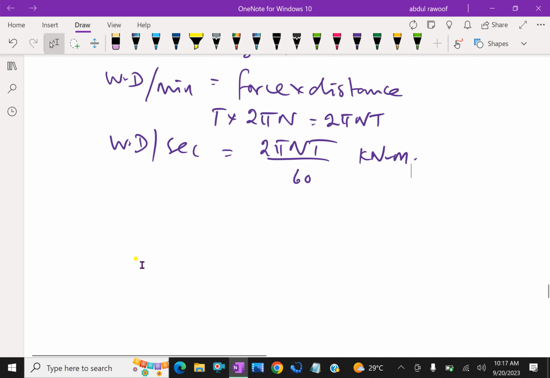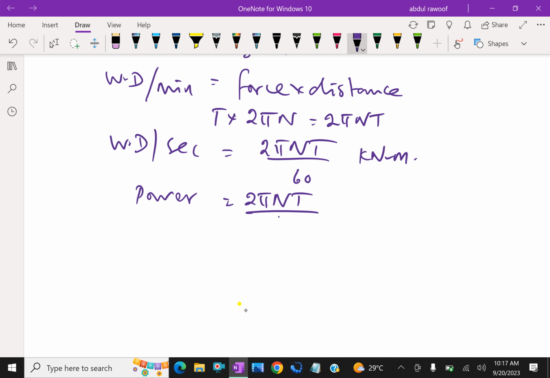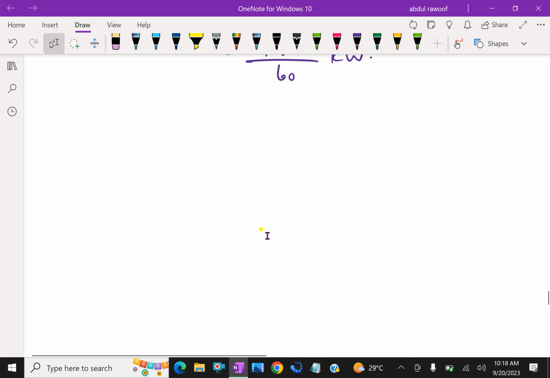Now, work done per second is here. Therefore, power: actually work done per second is power, which is equal to 2 pi NT over 60 kilowatt. Now we got the relation, that is power equals 2 pi NT by 60 kilowatts. Now let us do an example problem.